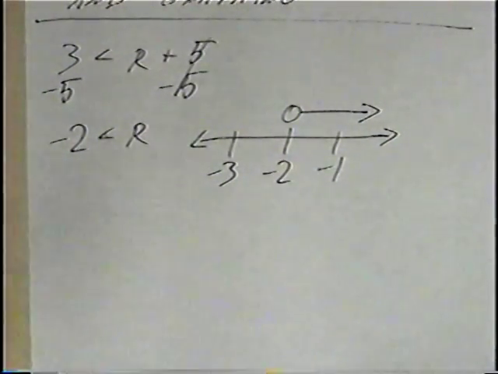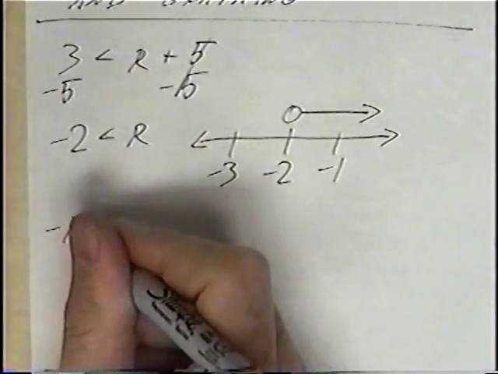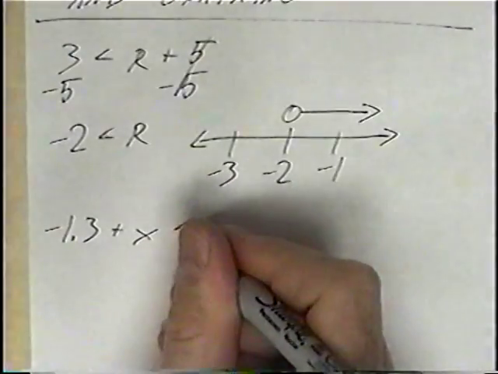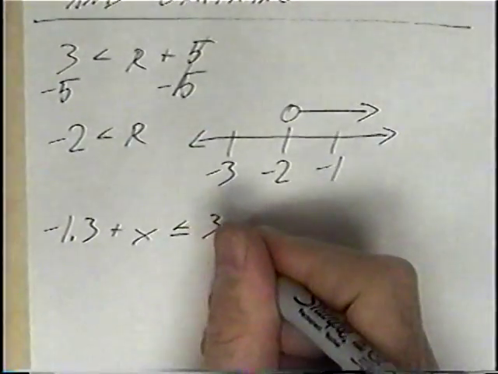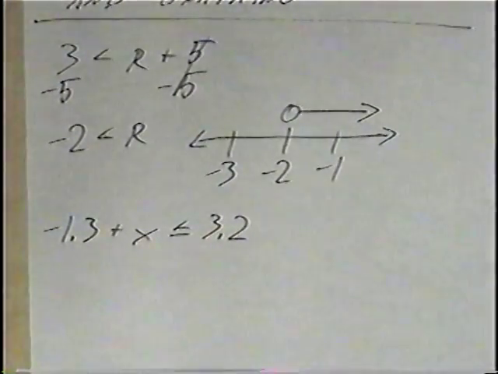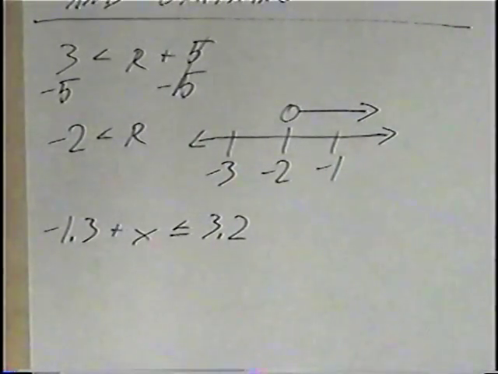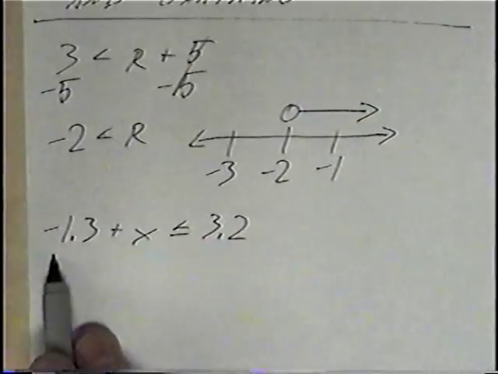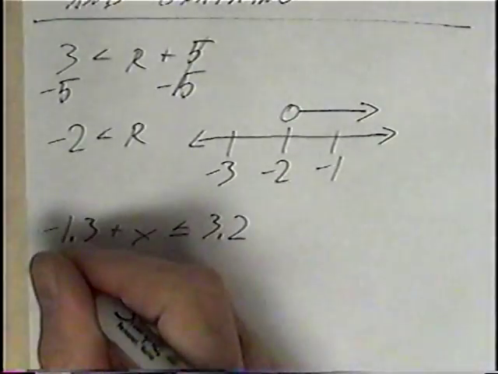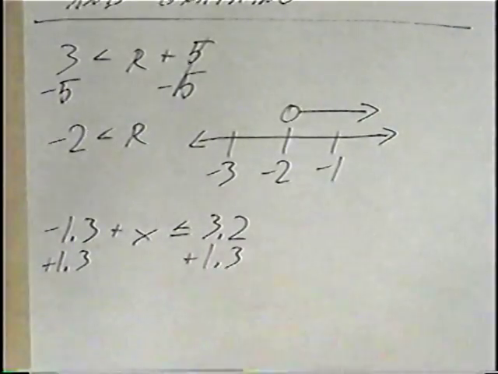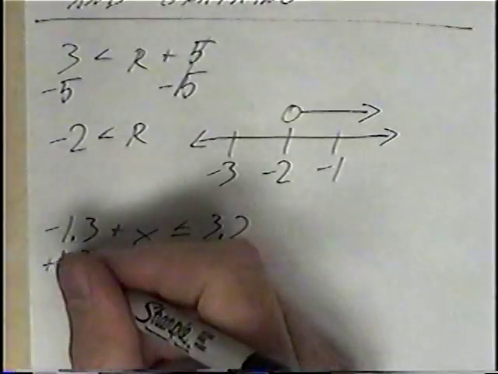Second question we'll look at. -1.3 plus x less than or equal to 3.2. And again, the first step is to get x, or the variable, by itself. So to get rid of the -1.3, we can add 1.3 to both sides. The 1.3's would cancel.